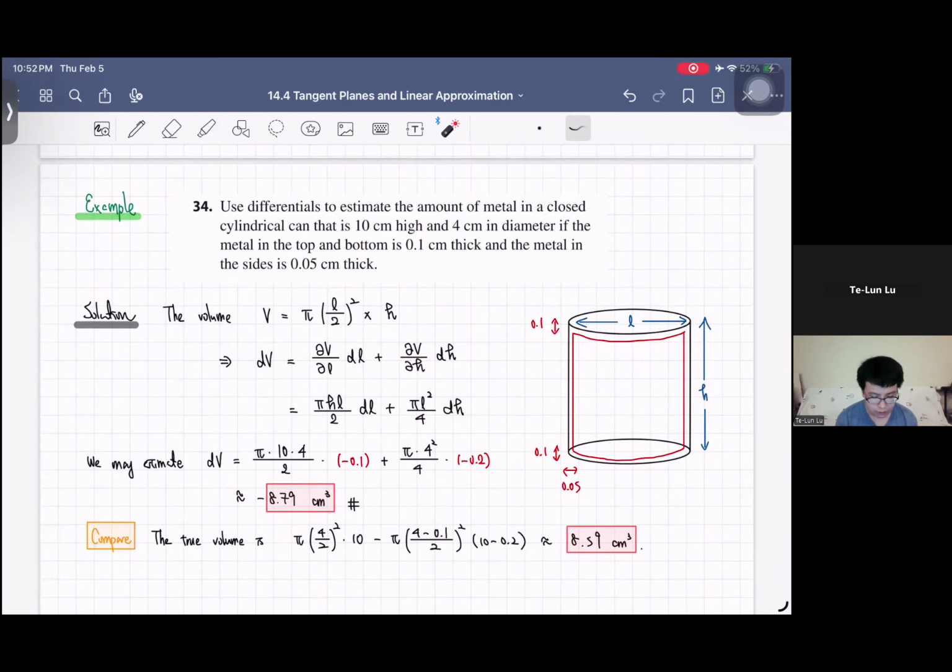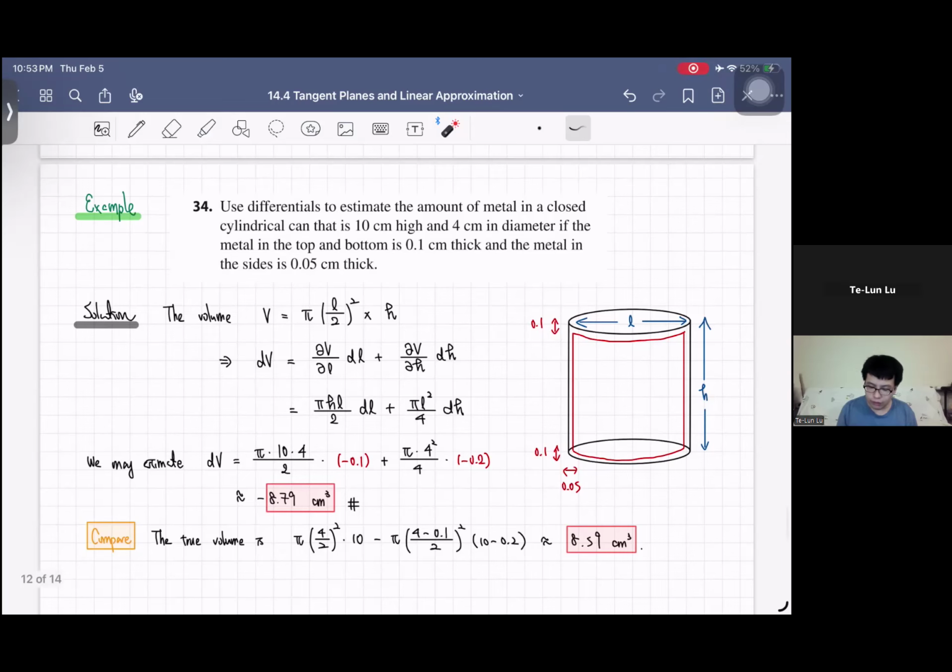So in this case, I ask you to use differentials to estimate the amount of metal in a closed cylindrical can. So closed means that you have a lid, right? And it is 10 centimeters high, so that is h, and 4 centimeters in diameter. And we say that the metal in the top and the bottom is 0.1 centimeter thick, and the thickness of the metal on the side is 0.05. So we want to estimate the amount of metal that is used for this can, which is the very small layer of that metal.